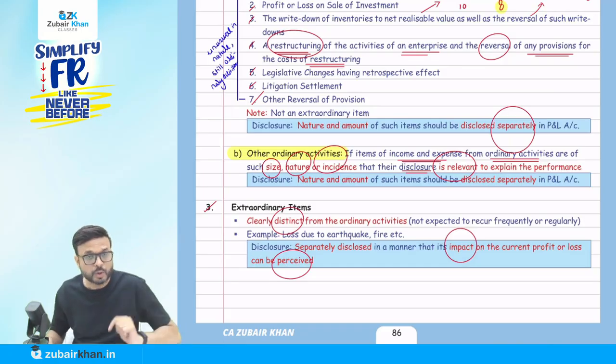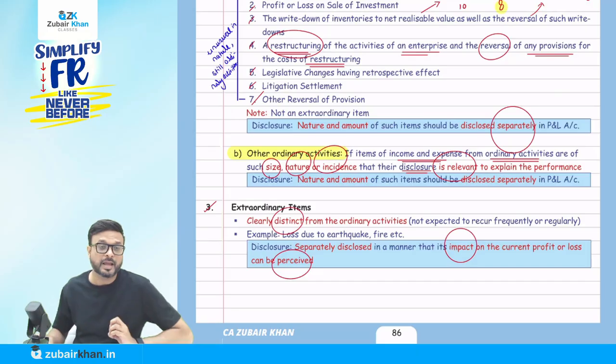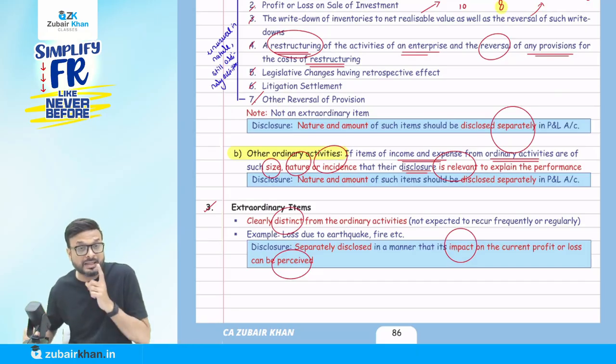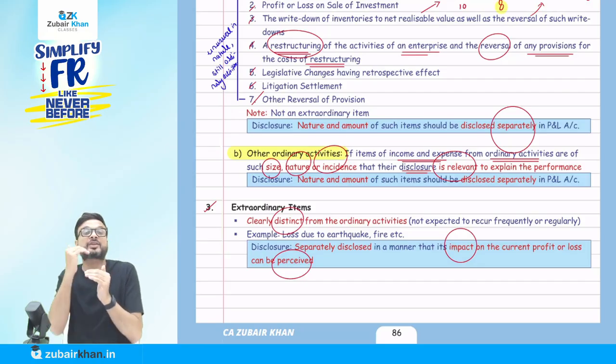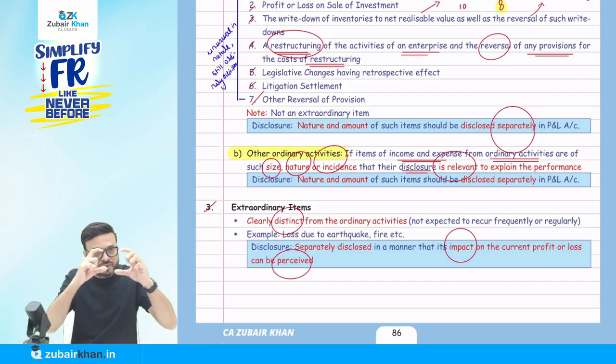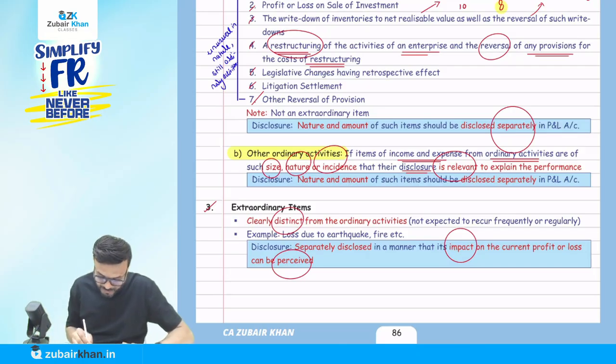It says the extraordinary item is separately disclosed in a manner that the impact on the current year profit or loss can be perceived. You know that in Schedule 3 of the Companies Act 2013, when you talk about the financial statements and how to present the P&L account, they also bifurcate it: how much profit you have before the extraordinary item, then the extraordinary item, and how much profit you have after it. Let me write it down here.